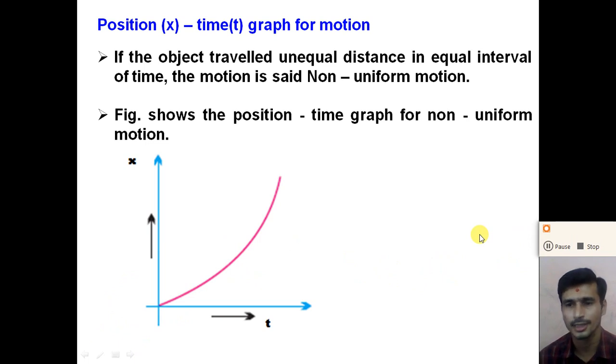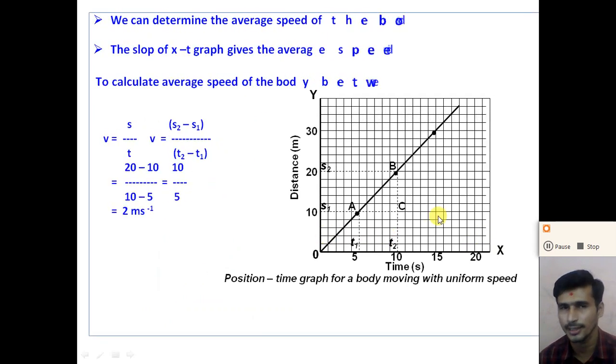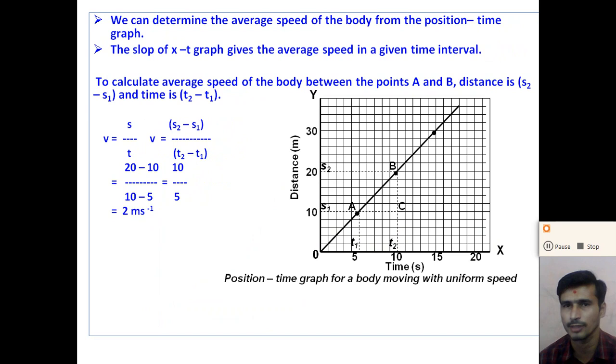So dear student, now what is the second use of the position-time graph? From the position-time graph, we can determine the average speed or the average velocity of the object, right? So how can we determine the average speed or the average velocity of the object from the position-time graph? The slope of the position-time graph gives the average speed or the average velocity of the object during a given interval of time. So how can we calculate the slope of the position-time graph for the motion?